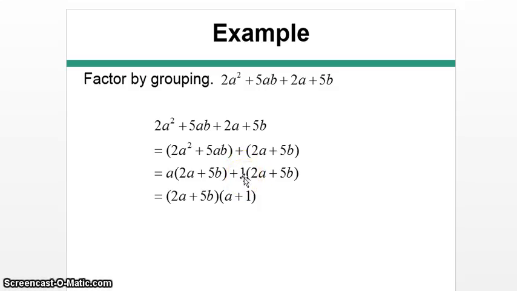Now look at this, in these 2 terms: 2a plus 5b, here also 2a plus 5b. These 2 terms have a common factor, so factor it out. What is left then? A, here it is 1. So these are the factors of the given polynomial.